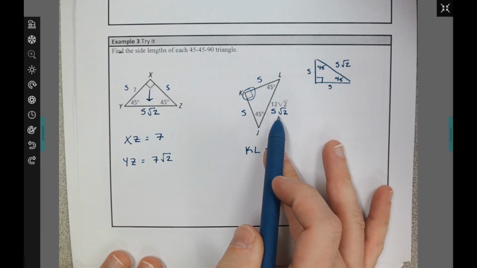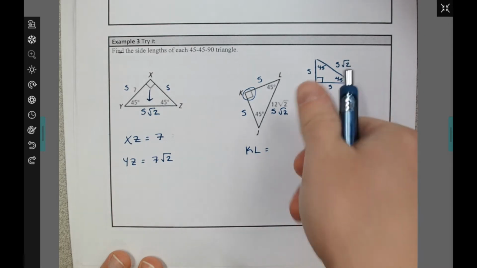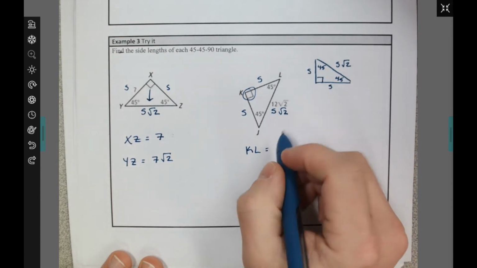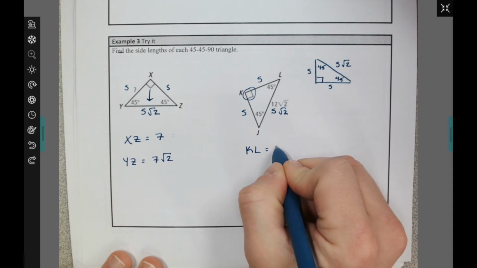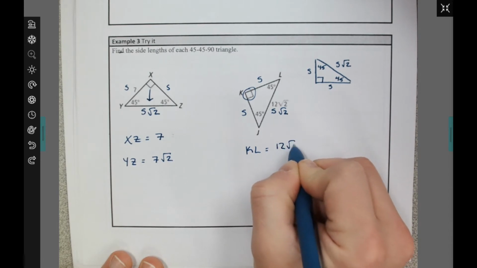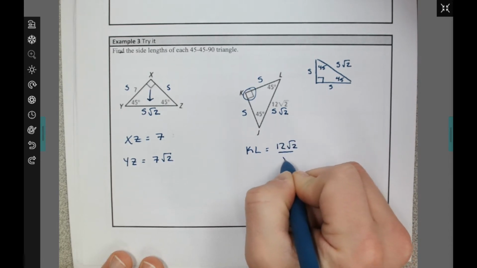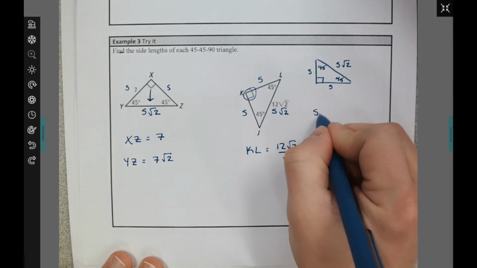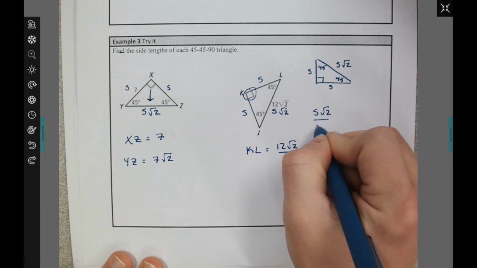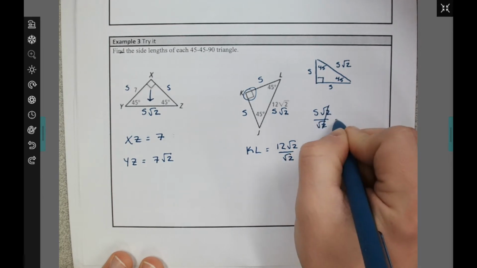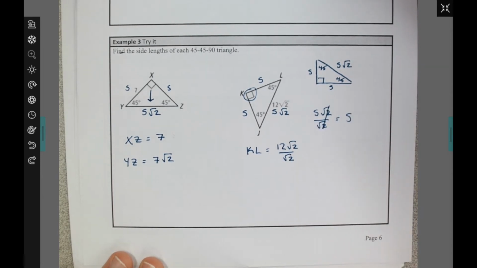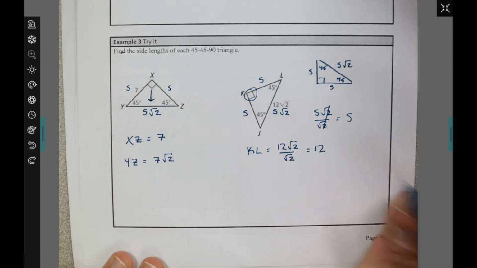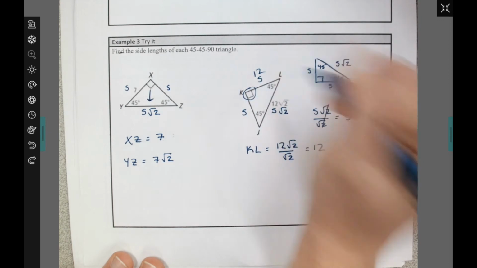So there's two ways you can do this. You can just look at it and say, all right, if I get rid of the square root of 2, I'm just left with 12. Or probably what you want to get in the habit of doing is taking that hypotenuse and then dividing it by the square root of 2. Because if I have S square root of 2 and I divide by the square root of 2, they're gone and it just leaves me with S. Either way, in this case, you're going to get 12 for the length of KL.